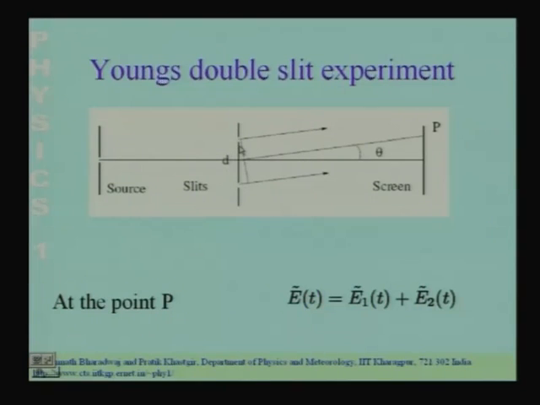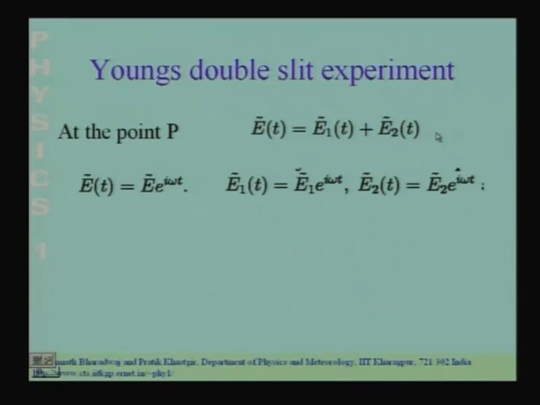So, at the location of the slits, the electric field is exactly identical. So, the electric field here and here are exactly identical, they are doing exactly identical oscillations with the same phase and they have the same amplitude, and both of these contribute to the electric field at the point P, and it is these contributions that we call E1 and E2, and we have to add up these contributions to get the total at the point P.